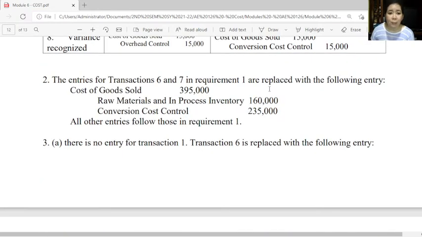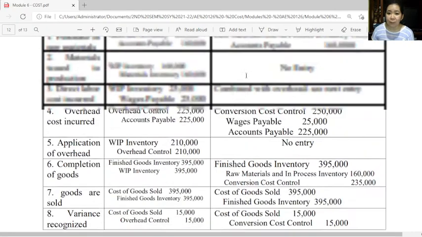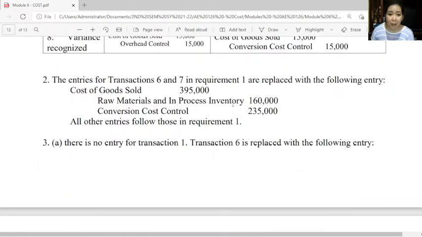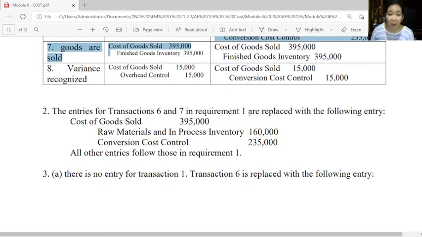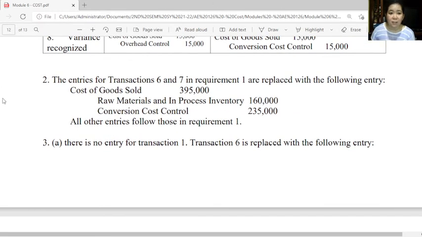For requirement number 2, variation 2, purchase of raw materials and sale of goods. The entries from right here are the same, but there are some differences specifically in transactions 6 and 7. Transactions 6 and 7 are completion of goods and goods are sold, so instead of having 2 entries, we will just have one entry for that. The entry is debit to cost of goods sold 395, credit to raw materials and conversion cost.